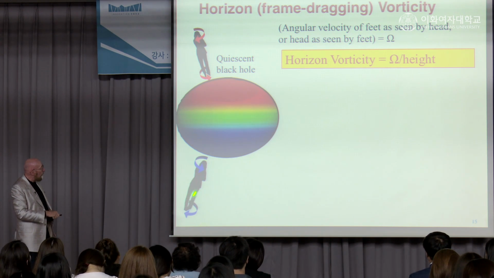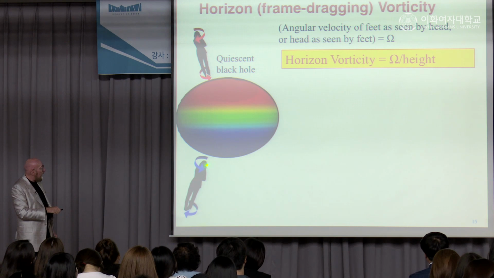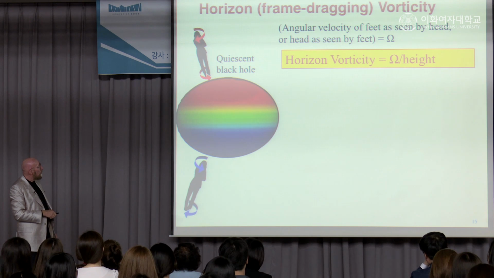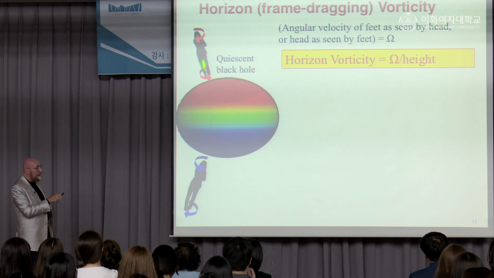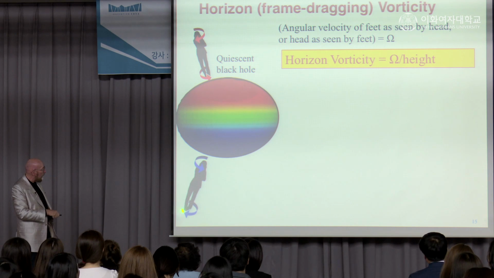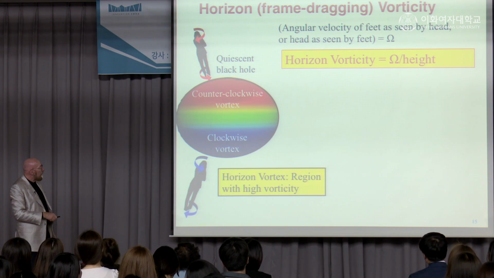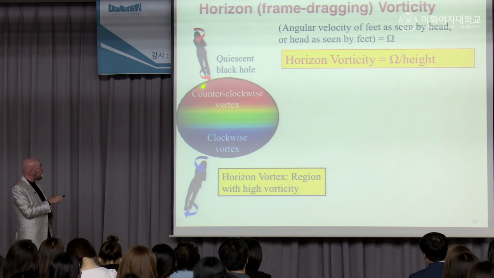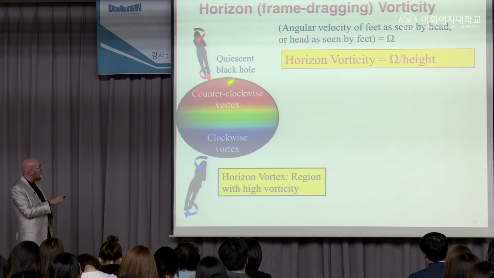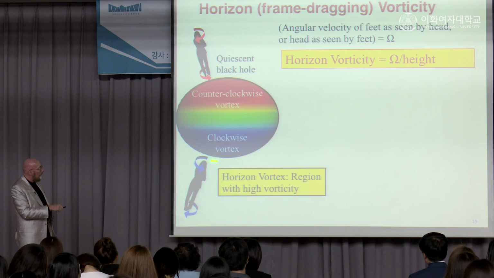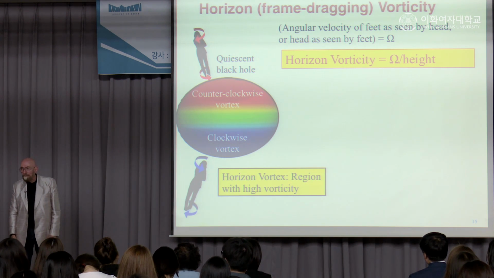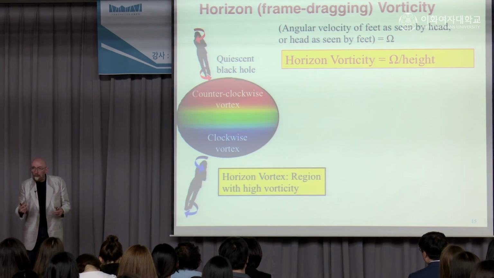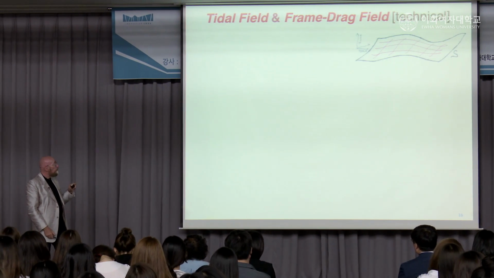Similarly, at the south pole, if you think about it, you see that there will be a clockwise vorticity. So you have a counterclockwise vortex in some sense at the north pole and a clockwise one at the south pole. The region that has high vorticity we call a vortex. And so there's a counterclockwise vortex in the horizon of a black hole at the north pole, a clockwise vortex at the south pole. And there is a number for the strength of this vorticity that you can work out from the equations of general relativity.